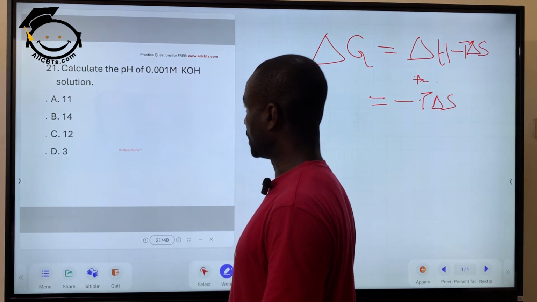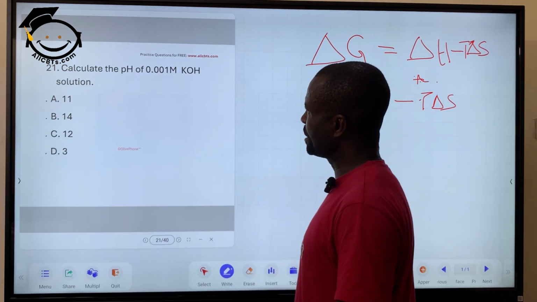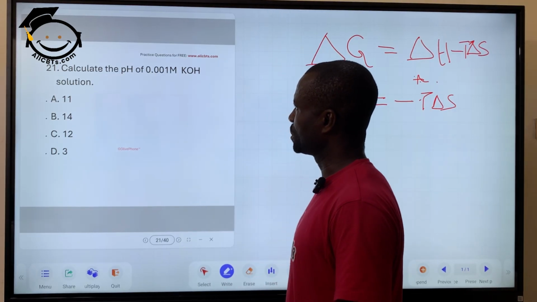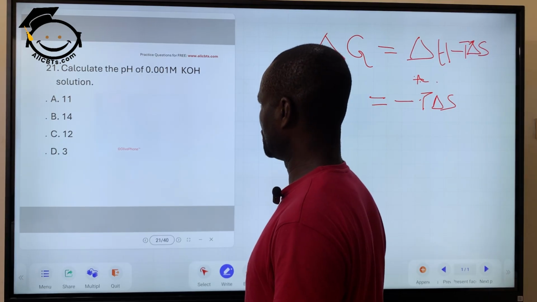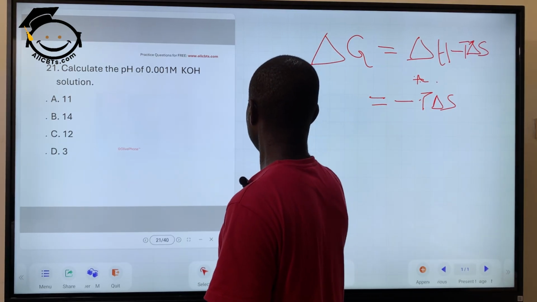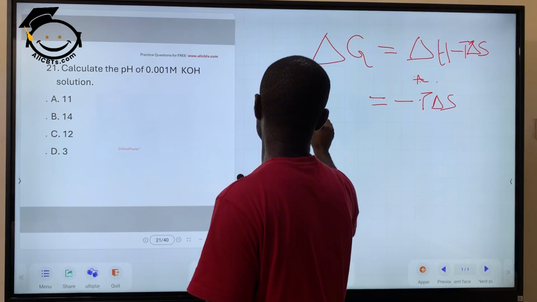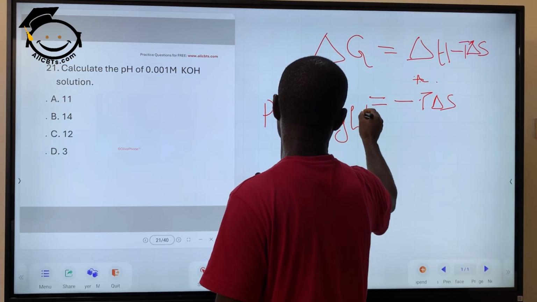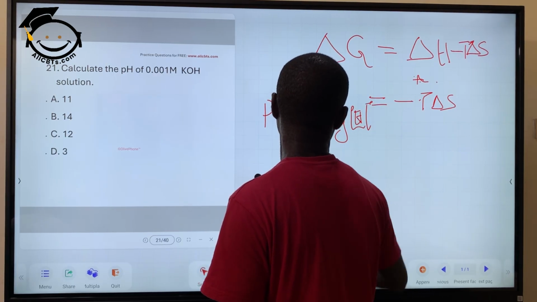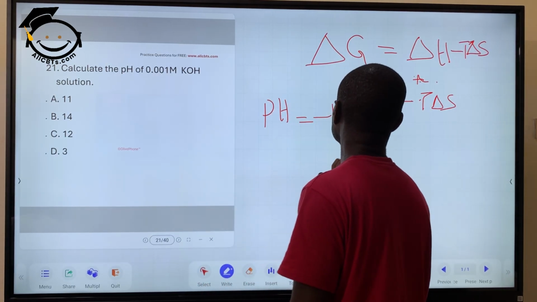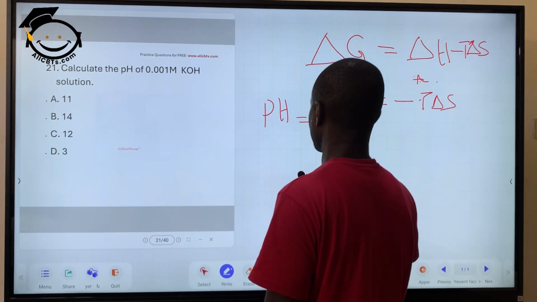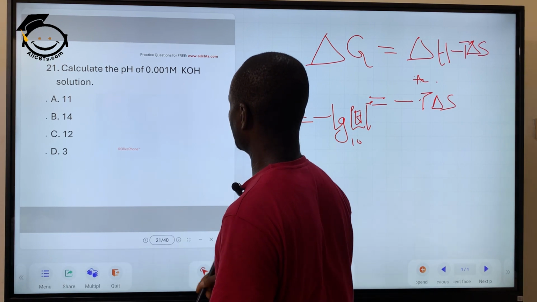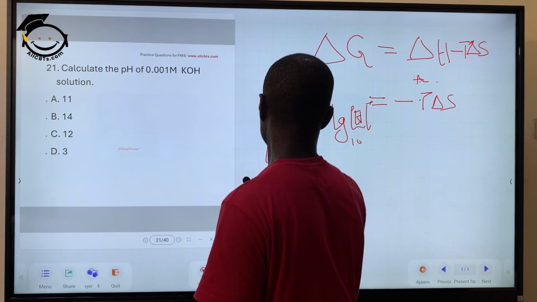Question 21. Calculate the pH of 0.01 molar potassium hydroxide solution. The pH can be defined as negative log of hydrogen ion concentration, base 10. What's the concentration of the solution now? But we've been given the concentration of potassium hydroxide.